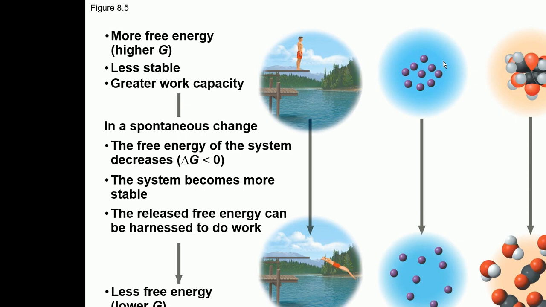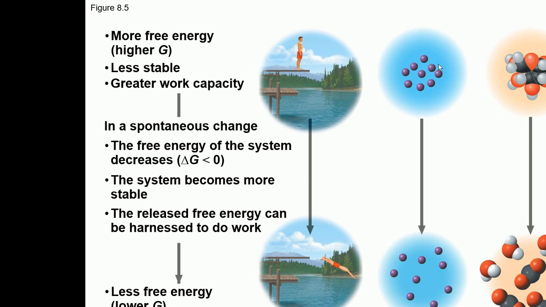This is an example of a dye molecule. If you take a glass of water and put in a dye molecule, you can see that in that drop, the dye molecules are all concentrated, so they have high free energy, but they're less stable. They will all diffuse out so that the free energy decreases and they become more stable.